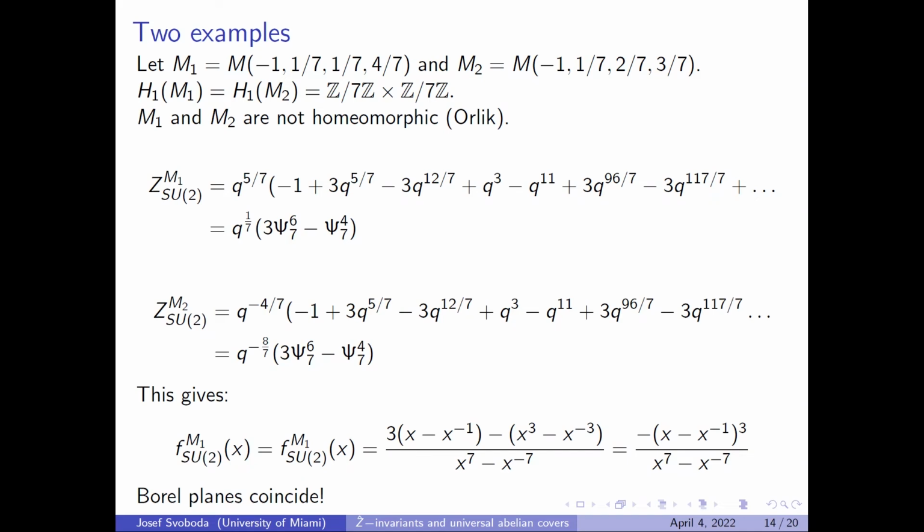So this is basically the reason why they are the same, because the manifolds are different, and it is manifested in the fact that they have different prefactors, which you can write down explicitly. But this kind of Borel plane information, theta functions information, is actually the same because it's given by this simple formula.